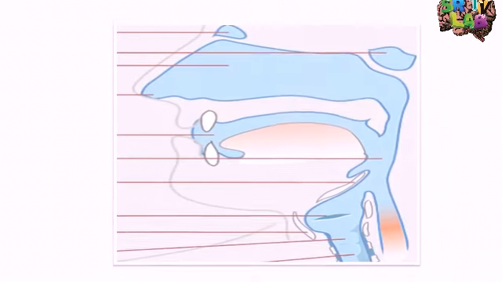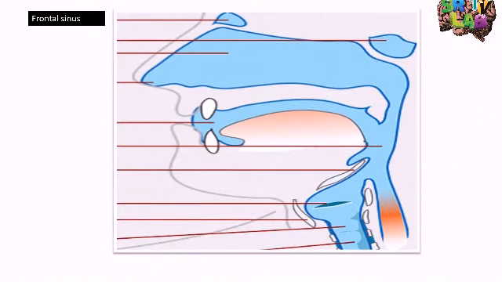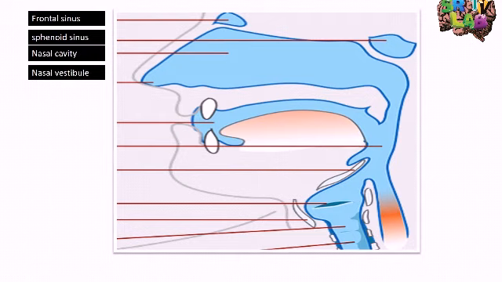So let's see these parts in detail. We start with the frontal sinus, within the frontal bone. It is just superior to the nasal cavity. Then we see the sphenoid sinus. It is posterior to the nasal cavity within the sphenoid bone. Then we see the nasal cavity. We see the nasal vestibule.